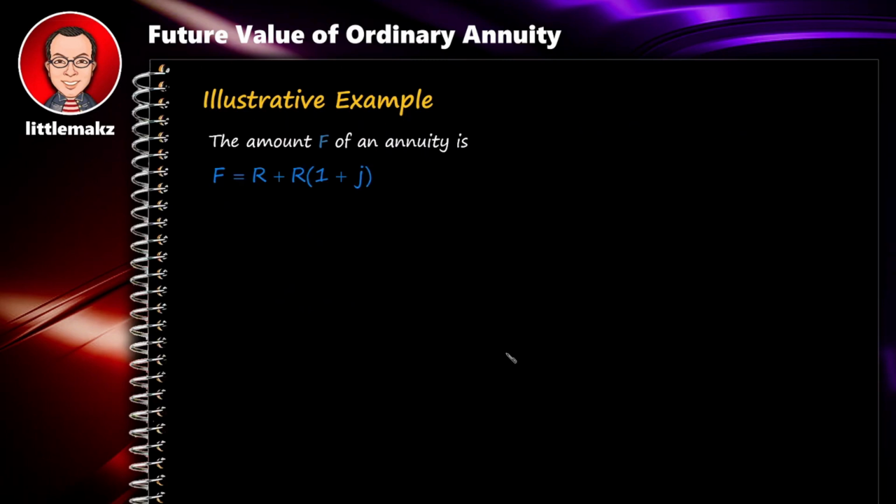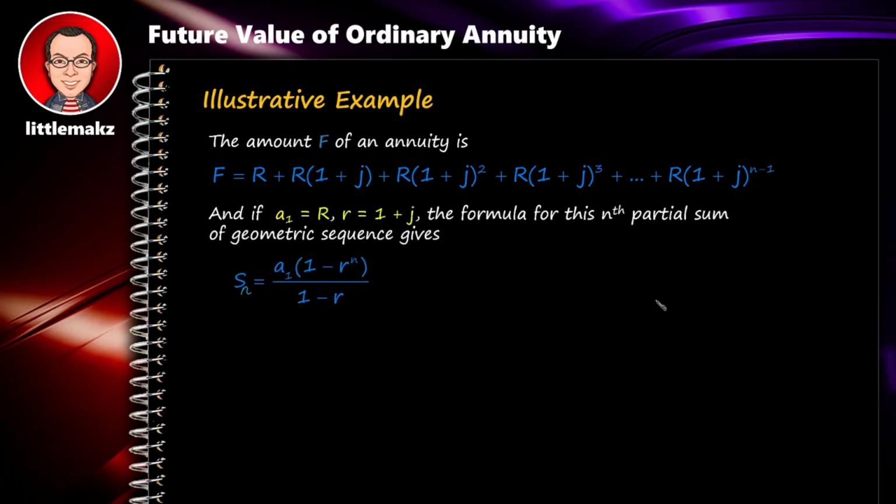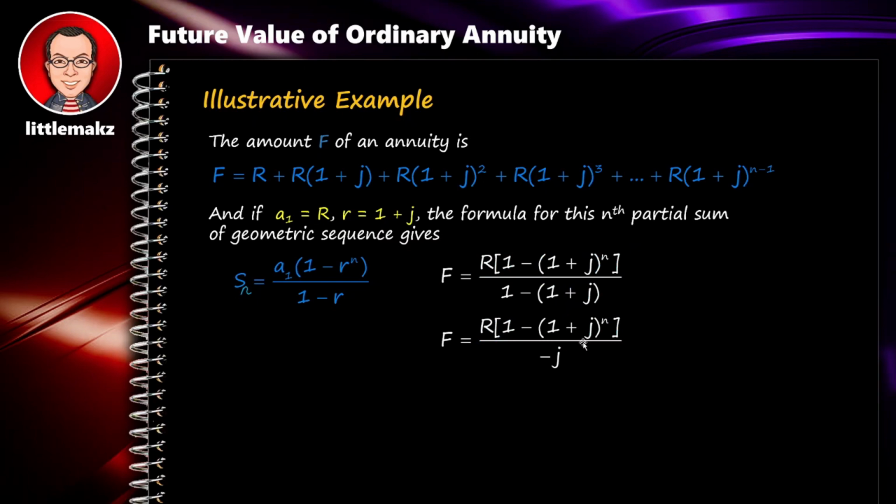Basically, the annuity is just simply the summation of all the amounts: R times 1 plus j, R times 1 plus j squared, plus R times 1 plus j cubed, and so on and so forth until R times 1 plus j raised to the n minus 1 power. And since this is a geometric sequence, the partial sum formula substituted by R, 1 plus j and n, we will yield this formula.